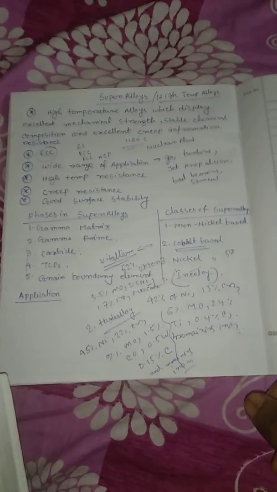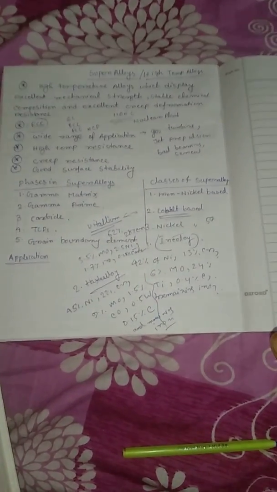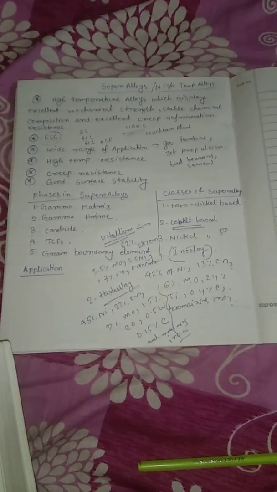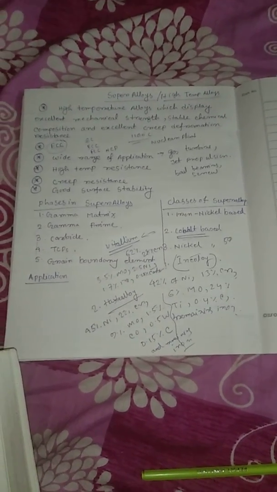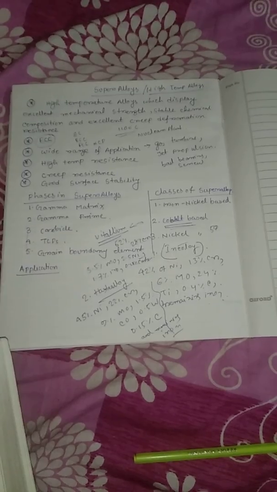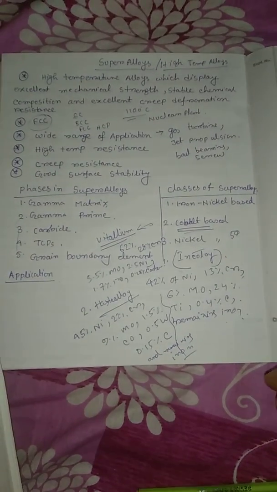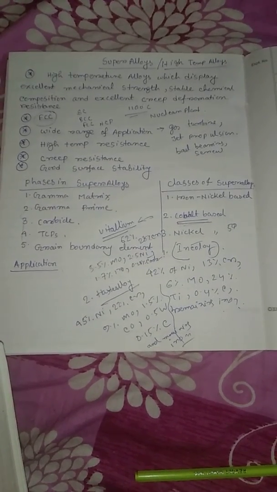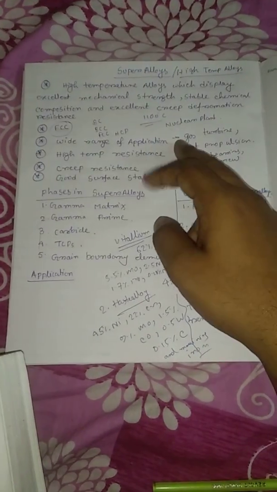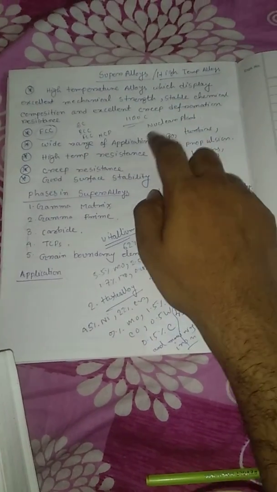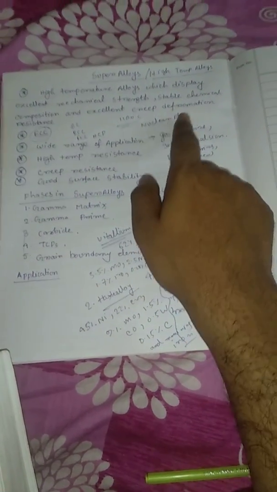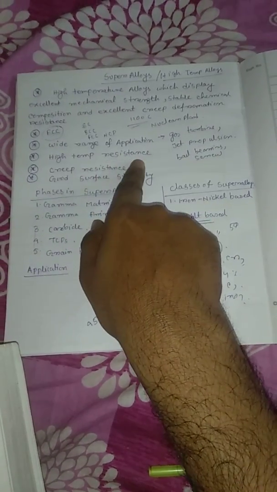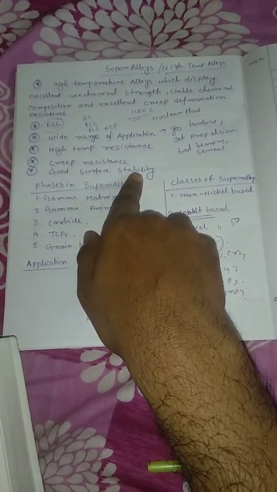So this is the class covered by high temperature alloy or superalloy. High temperature alloy is such a type of alloy that displays excellent mechanical strength, stable chemical composition, and excellent creep deformation resistance. The properties are that it is FCC in nature, has a wide range of applications, resists high temperature, and gives creep resistance and good surface stability.